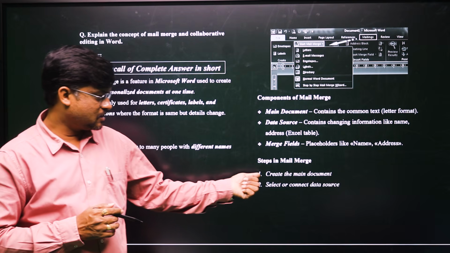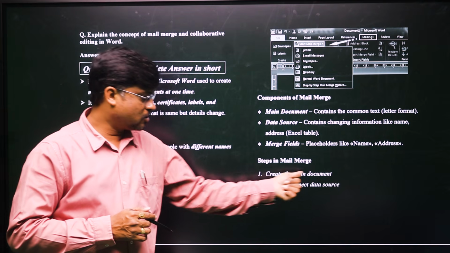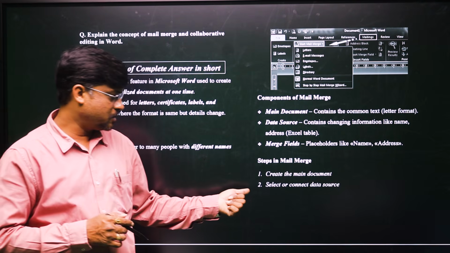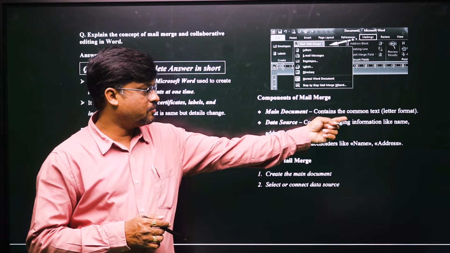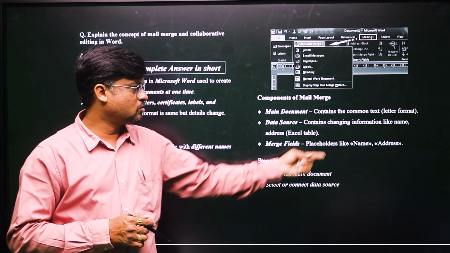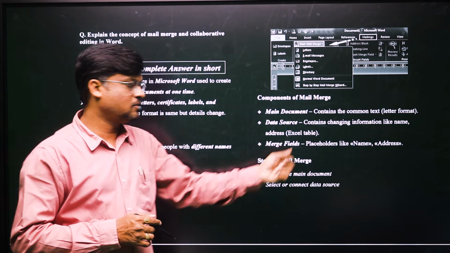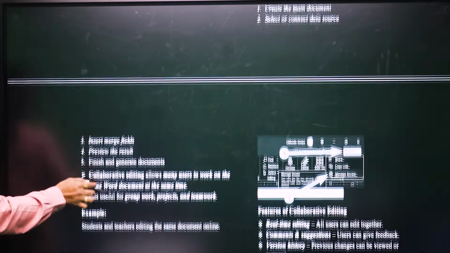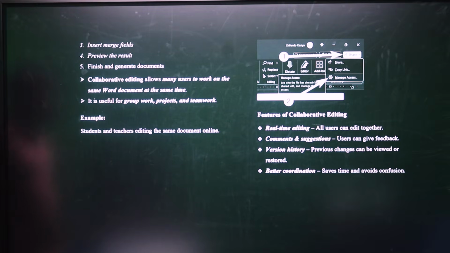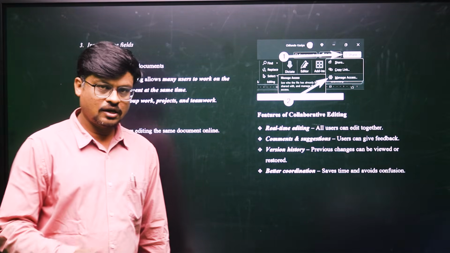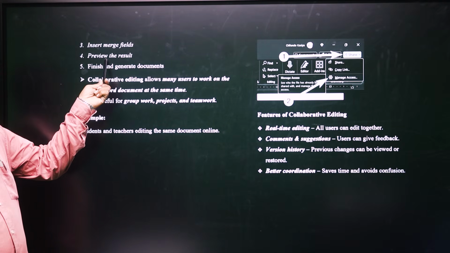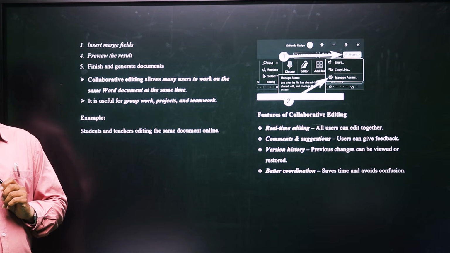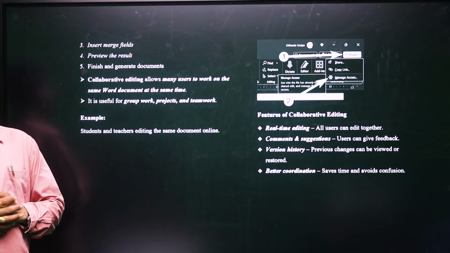Okay. So please remember the steps. Create the main document. Select or connect the data source. In the main document, you have your common letter. In the data source, you have the information like name, address, etc. Then insert the merge fields. Which ones do you need to insert? Name, address. Preview the result, finish and generate the documents so that your documents are created.